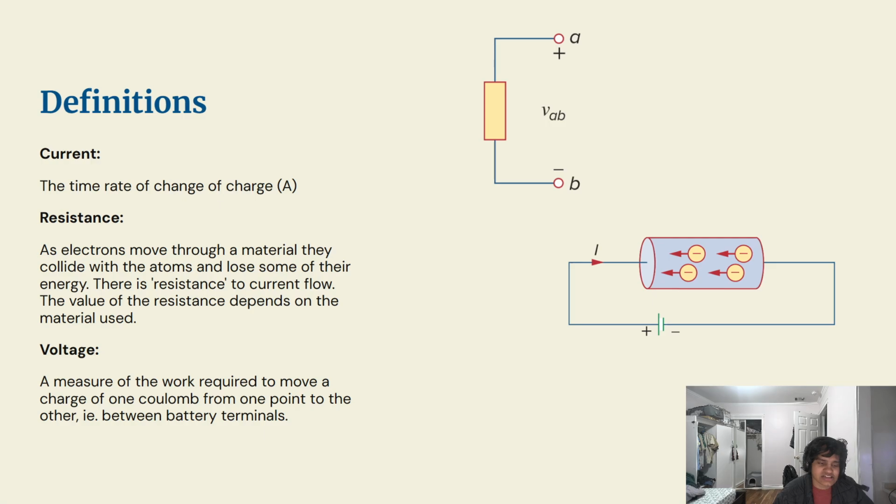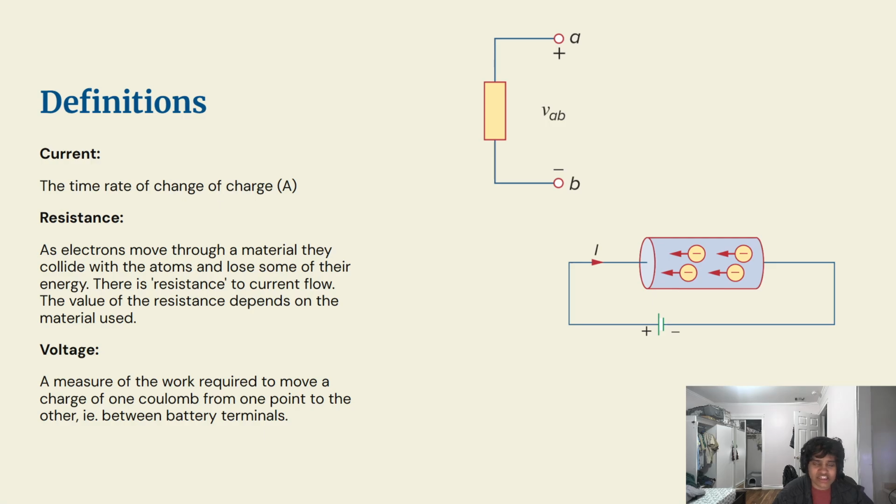Resistance is basically the amount of resistance an electron encounters as it flows through a circuit. As electrons move through materials, they collide with the atoms and lose some of their energy. So there is a so-called resistance to current flow, and the value of resistance depends on the material used, as well as the cross-sectional area and the length. For example, copper has a very low resistance and is a good conductor, and glass is a very good insulator and thus has a very high resistance.